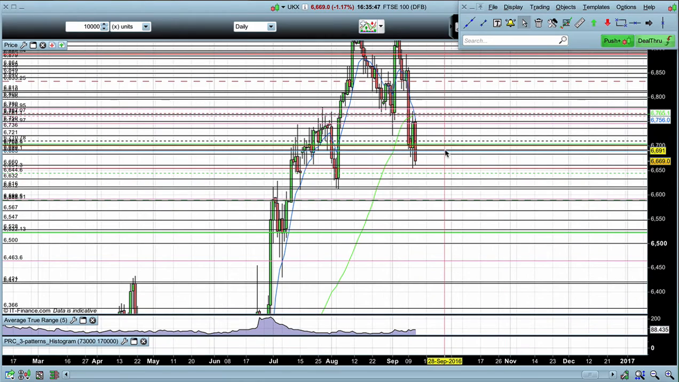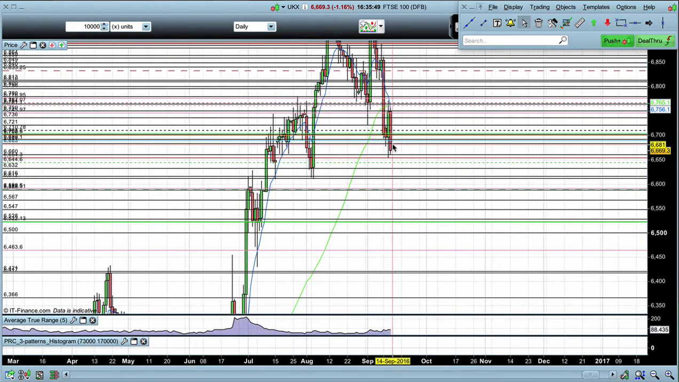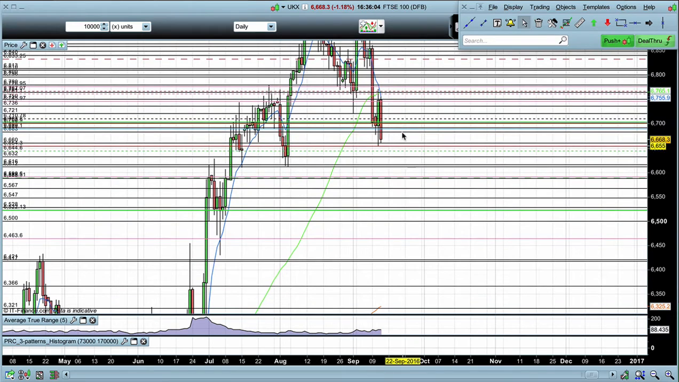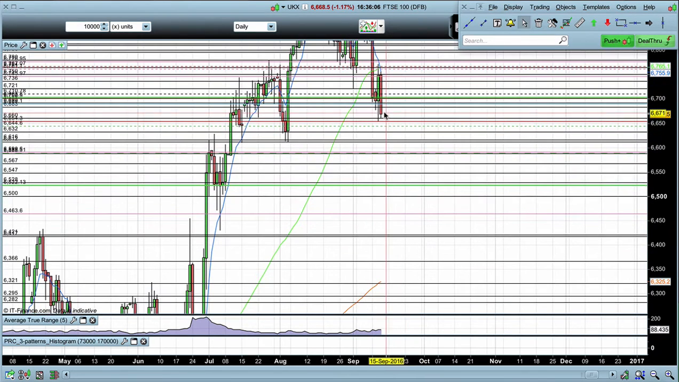Okay, we're at 25 to 5. The Ftse is now closed. First thing we've seen is on the daily time frame, we've had another strong down day. We're just at these 6,660 levels currently, which are lining up with 4-hour support, which I will show you when we drop down the time frame.